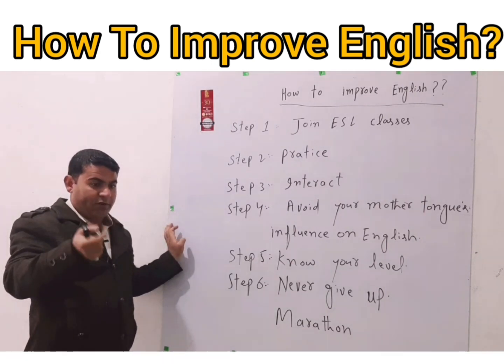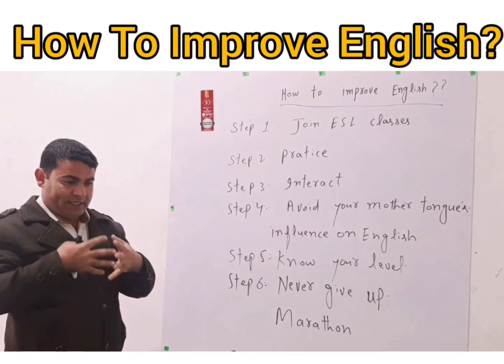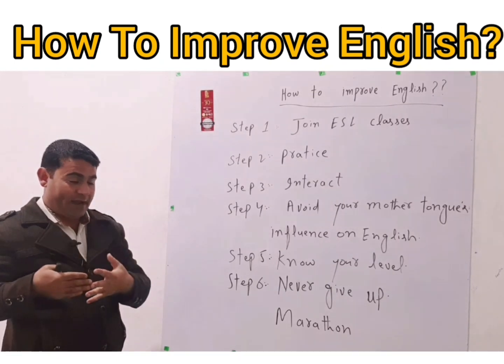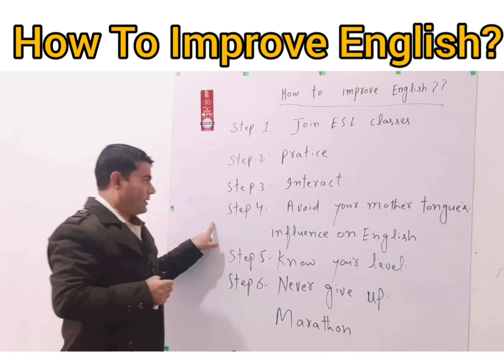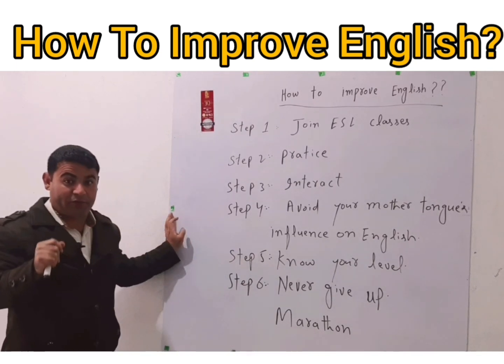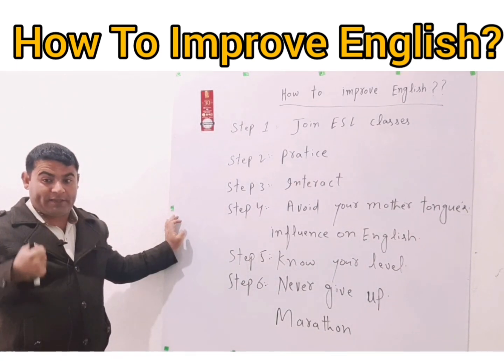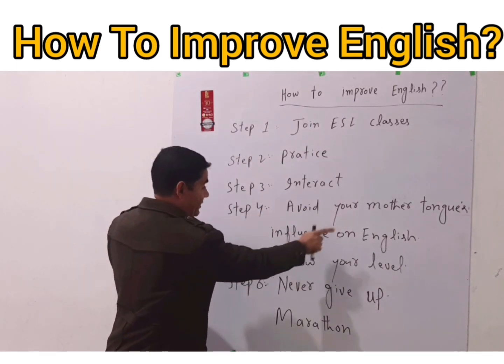If you want to sound more like a native, you have to learn phonetics and linguistics. You have to improve the sounds as well, and you have to improve your pronunciation. That's why, if you want to speak fast English, if you want to interact with native speakers, you have to avoid your mother tongue's influence on English.